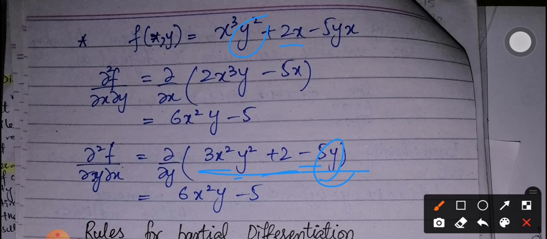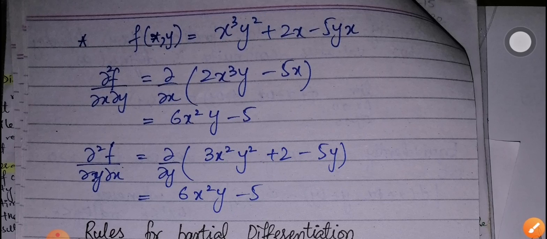And now I'm going to take the derivative of this one with respect to y. So the derivative of y² is 2y, so I will have 6x²y. The derivative of the constant term is going to be 0, and the derivative of −5y will be equal to −5. So you can see that both derivatives are the same.